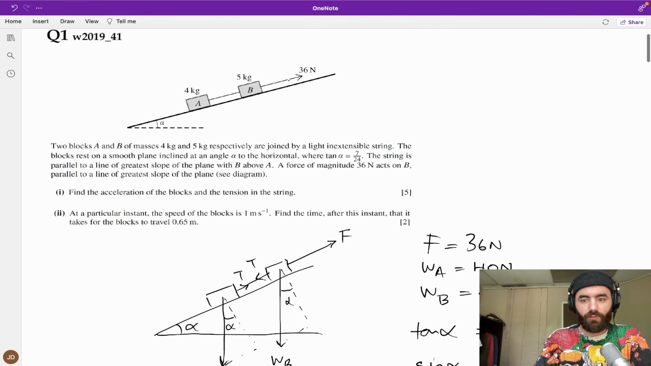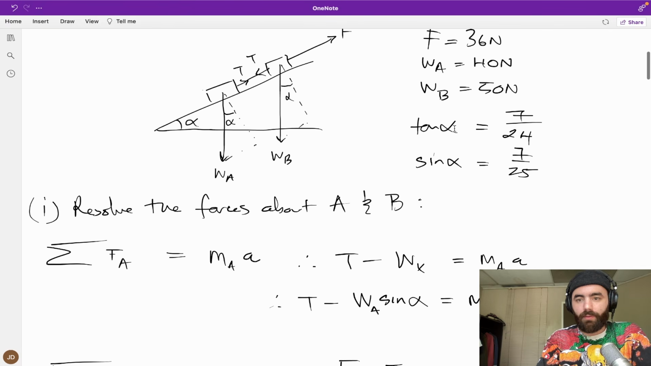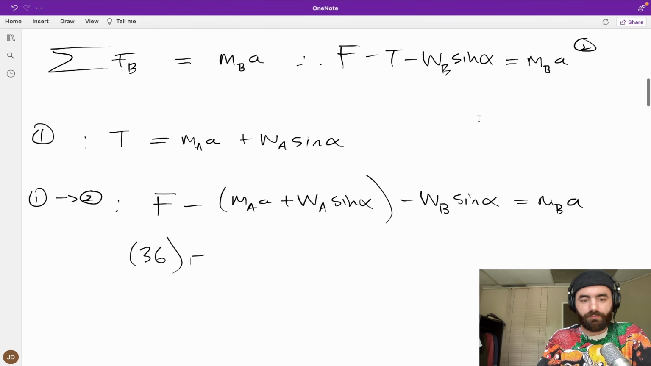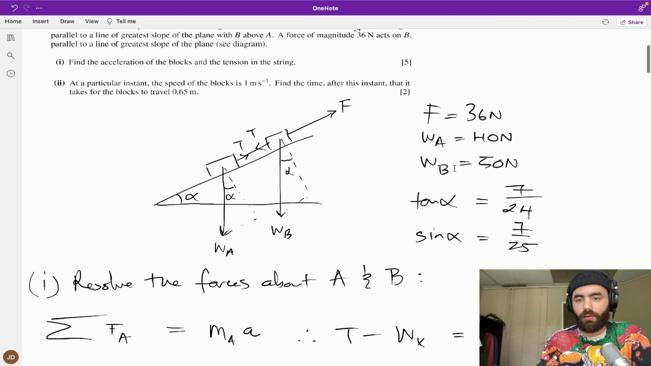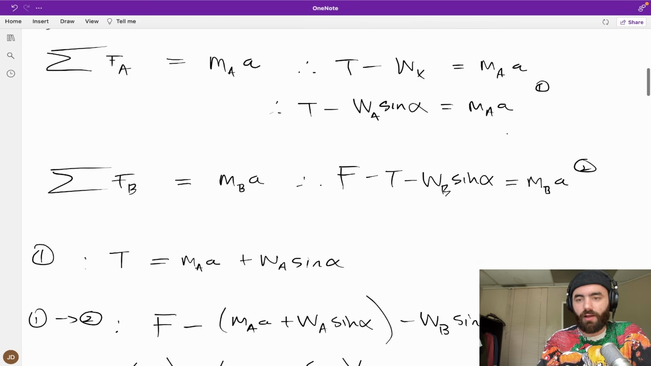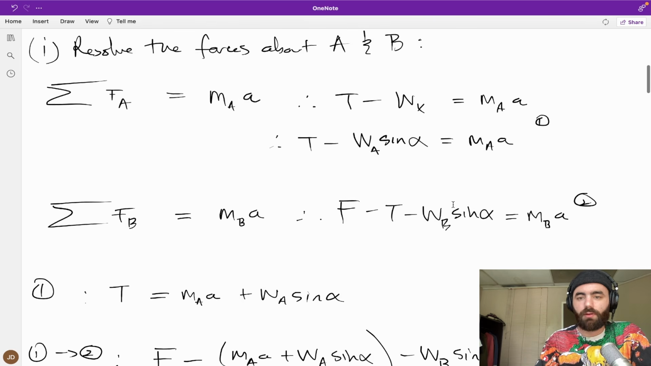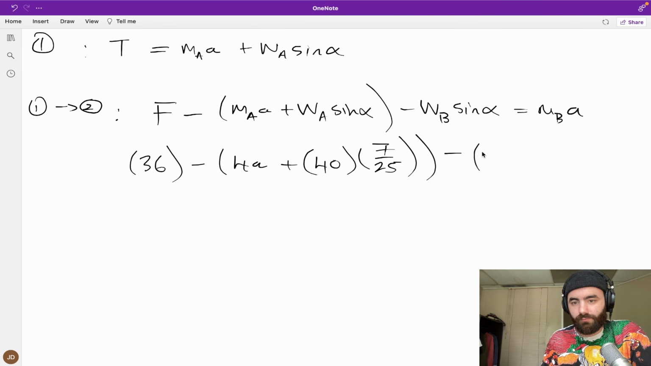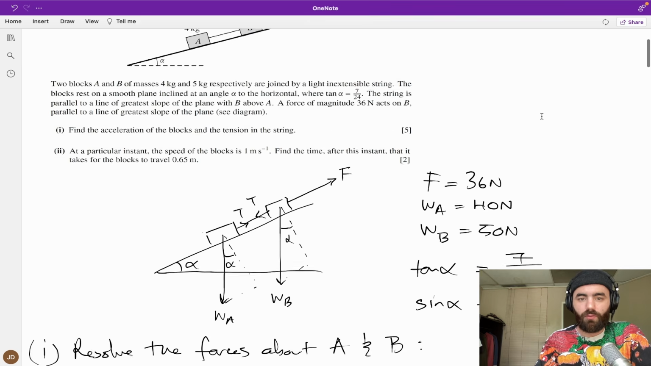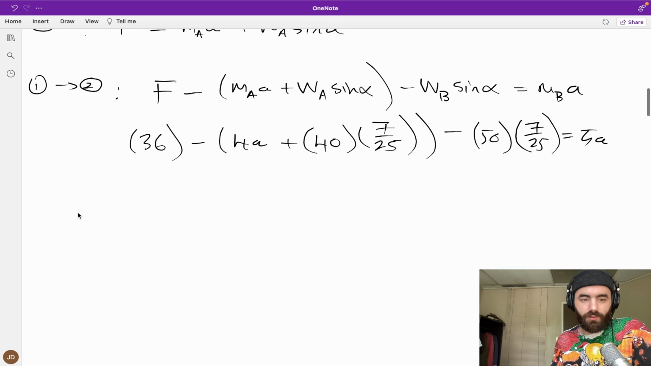F, which is 36, minus the mass of A, which is 4, times a, a we don't know, plus W_A, which is 40, times sine alpha, which we just found, 7 over 25, minus W_B, which is 50, times 7 over 25, equals the mass of B times a. Okay, so we have a bunch of stuff going on.